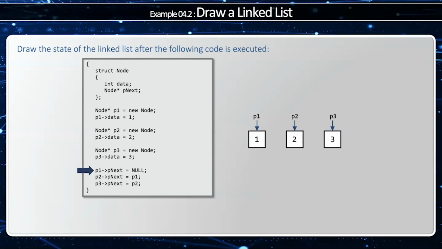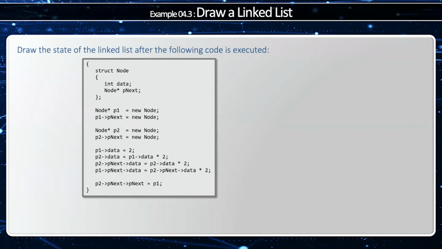Now I'm going to set P1 arrow P next to null. This means that P1 is the last node, or the end node, of this linked list. Next, we're going to set P2 arrow P next to P1. This means I'm going to jump from P2 to P1 and then to the end. At this point in time, P3 is not connected to the other 2 nodes. Finally, I'm going to set P3 arrow P next to P2. At this point in time, P3 is the head of the linked list, P2 is the second node, and P1 is the third and tail node. In this case, the linked list is set up in the opposite direction you would expect.